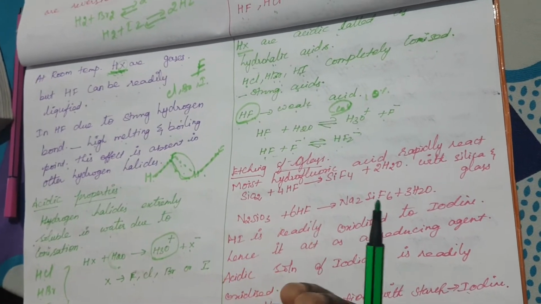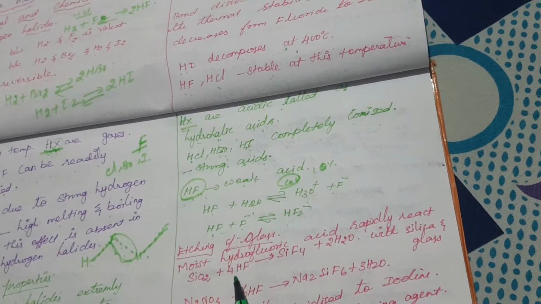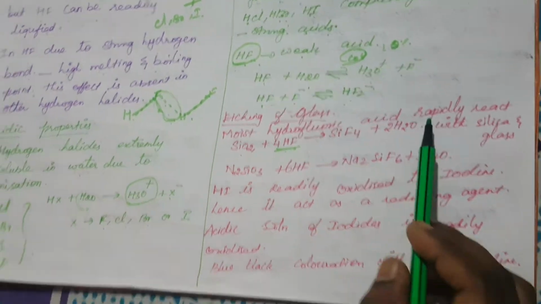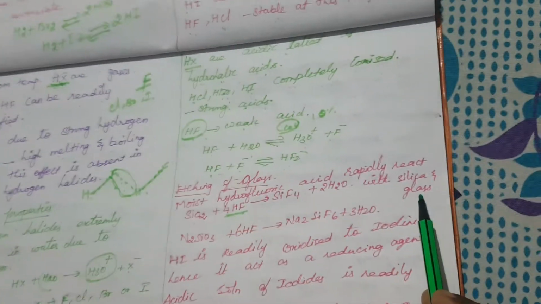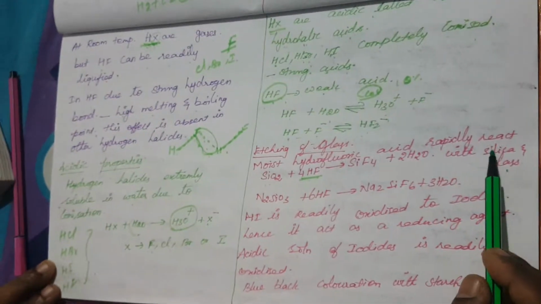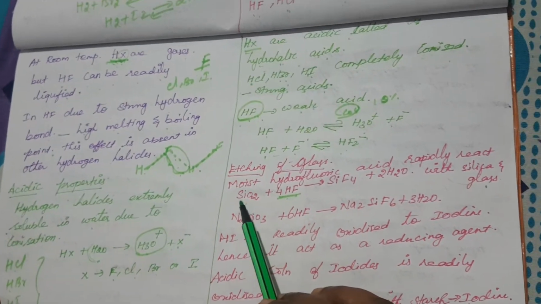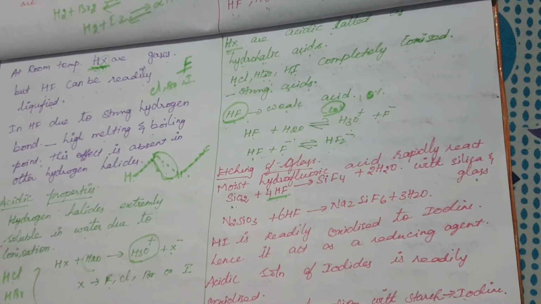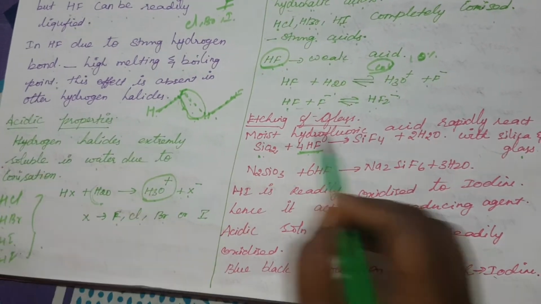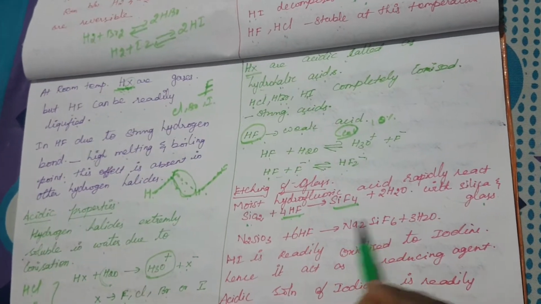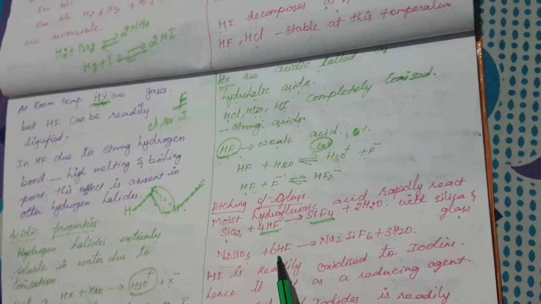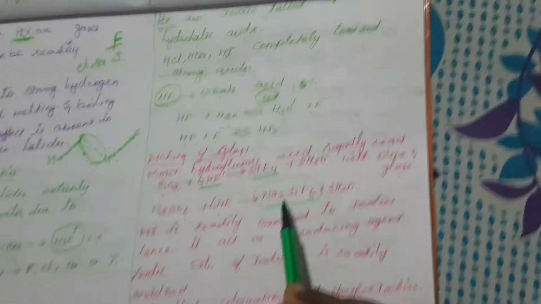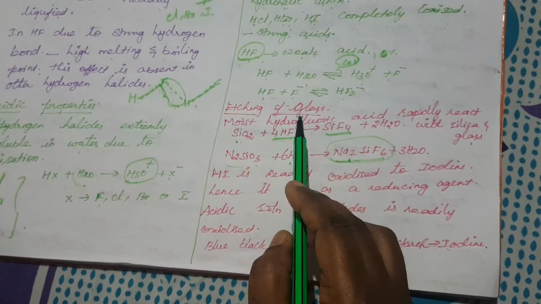Hydrogen fluoride, or hydrofluoric acid, rapidly reacts with silica or glass. Due to this property, we can draw a design on a glass tumbler. When we add hydrofluoric acid, it immediately reacts with silica to form silicon tetrafluoride, and sodium silicate reacts with hydrofluoric acid to form sodium hexafluorosilicate. This compound is formed, and due to it the etching of glass is obtained.